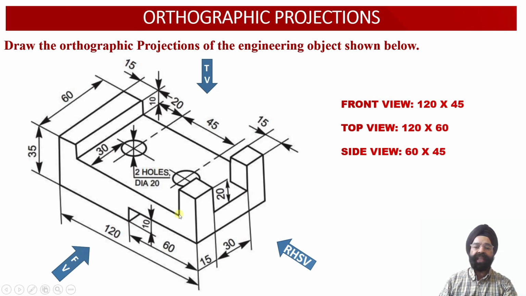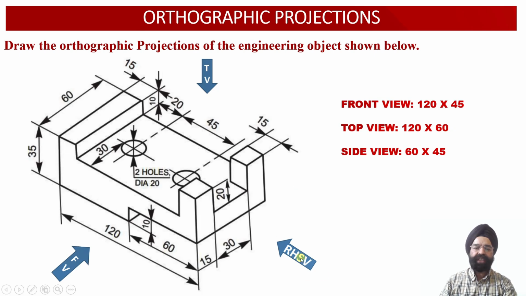So the front view face of this object is going to have the dimensions 120 millimeter width of the solid and 45 millimeter height of the solid. When we look at the solid from the top, the width of the solid happens to be 120 millimeter, while the depth of the solid happens to be equal to 60 millimeter. So the top view face is going to measure 120 millimeter width by 60 millimeter depth.